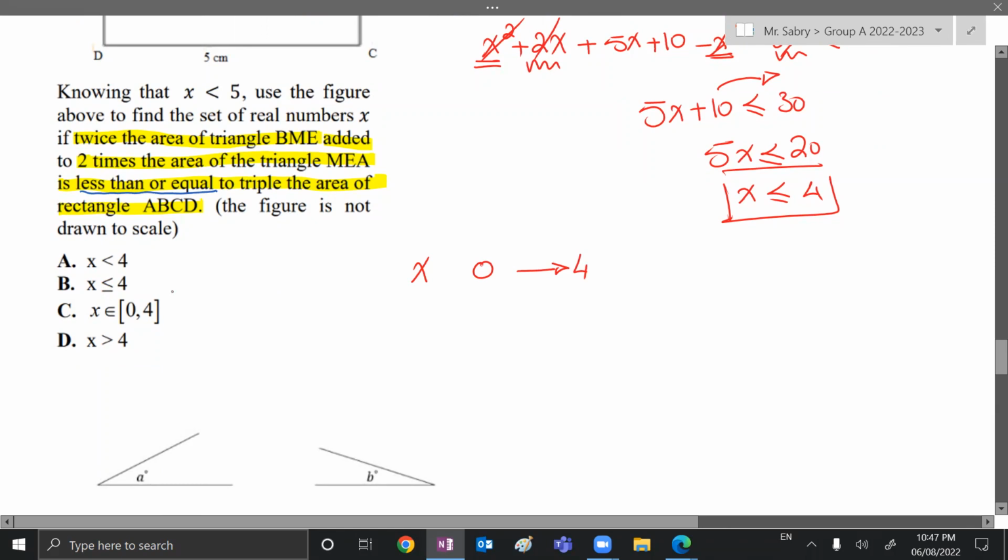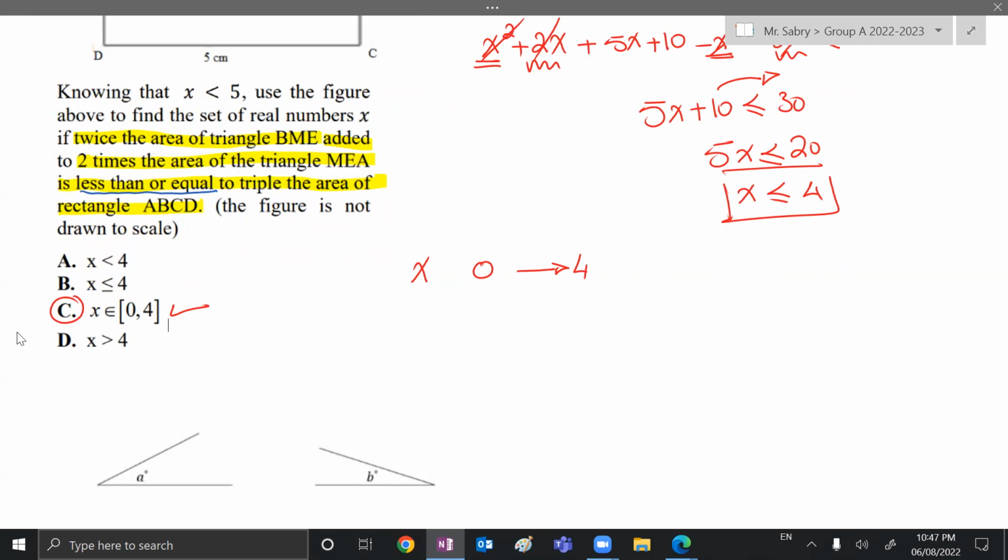So it can't be just less than 4, that's not enough. It must be from 0 to 4, which means that C is actually the correct answer, but not B. Please ask if you do have any questions about this one.